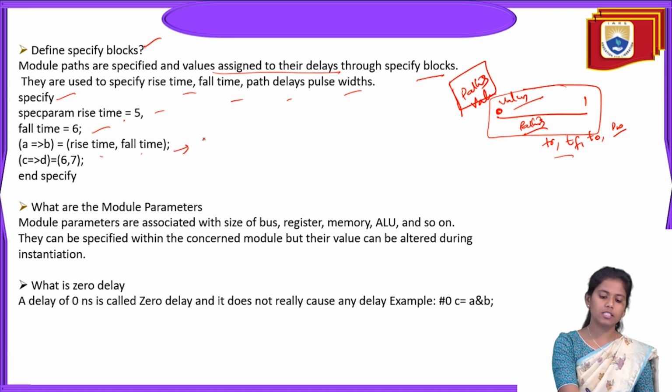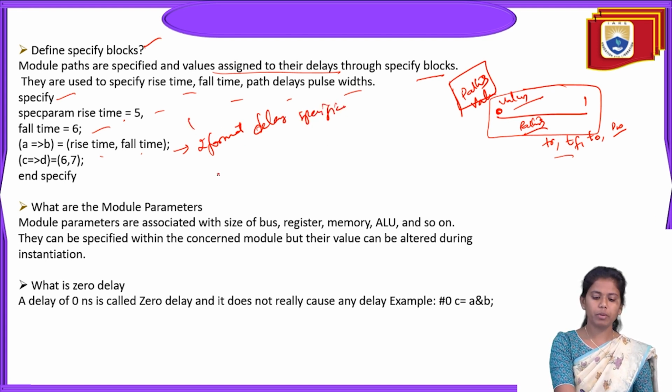So we can say that this is a 2 format delay specification. This we have already discussed in the previous class: 1 format delay, 2 format delay and 3 format delay. In the 1 format delay, we specify only 1 time, whereas in the 3 format delay, we specify rise time, fall time and the turn off time.